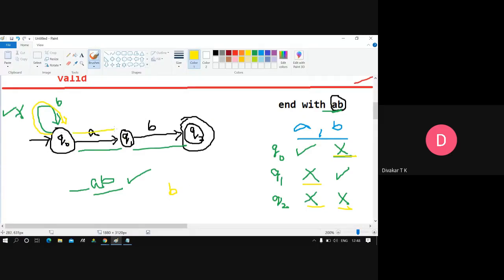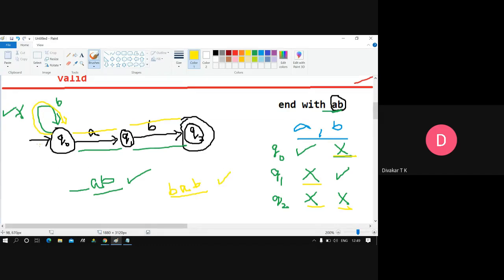From Q0 to Q1, I will travel carrying the A symbol. Now from Q1 to Q2, I've taken the B symbol. See here, what is my string now? AB. Whether this string is ending with AB, starting I don't care, it may be anything. But I am ending with AB now, so it is valid.